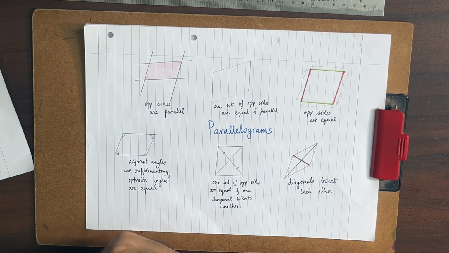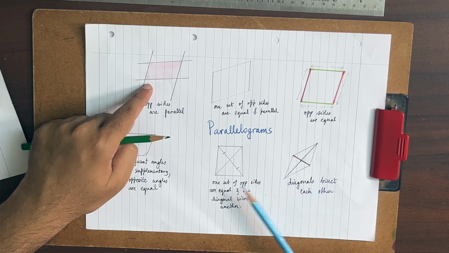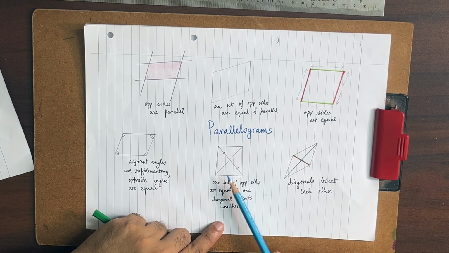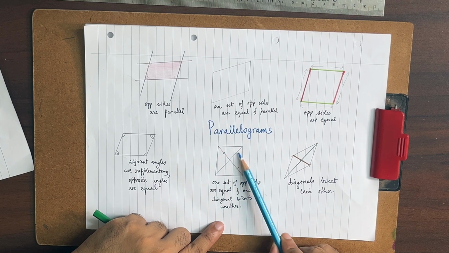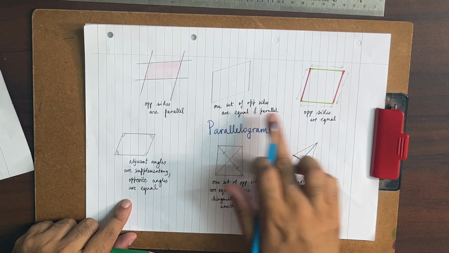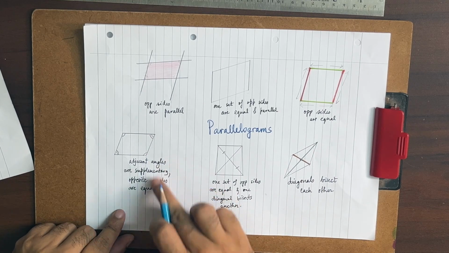Okay, and finally you have some kind of a cross between the two, the condition here. Which is saying, supposing you have one set of opposite sides parallel and one diagonal bisects another, even then you have a parallelogram. Okay, so these are like 7 different ways of thinking about a parallelogram: 1, 2, 3, 4, 5, 6, and 7.